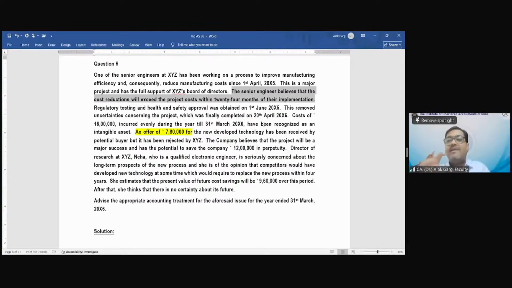So whatever spend is there, whatever money has been expensed, the company will be able to get a benefit which is more than the money which has been spent, right? So this is just indicating that the technical feasibility is there, and the company will have the future economic benefit also. Okay.